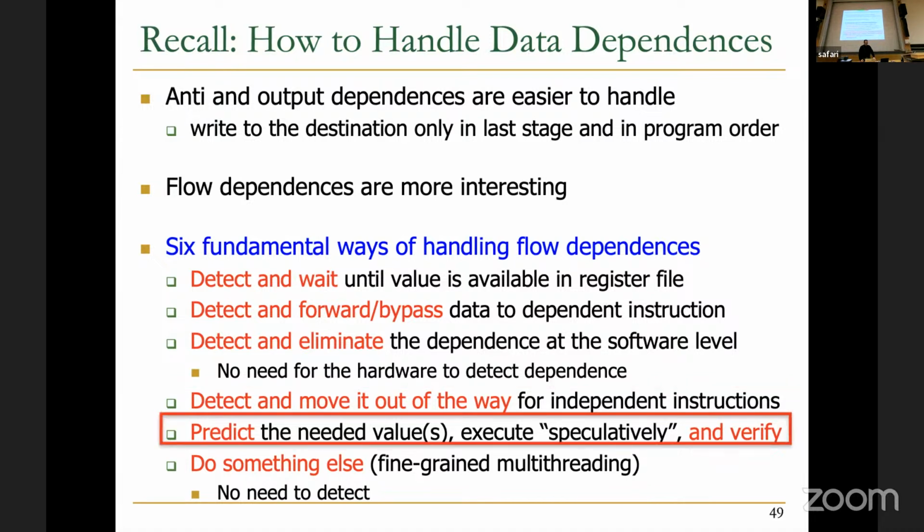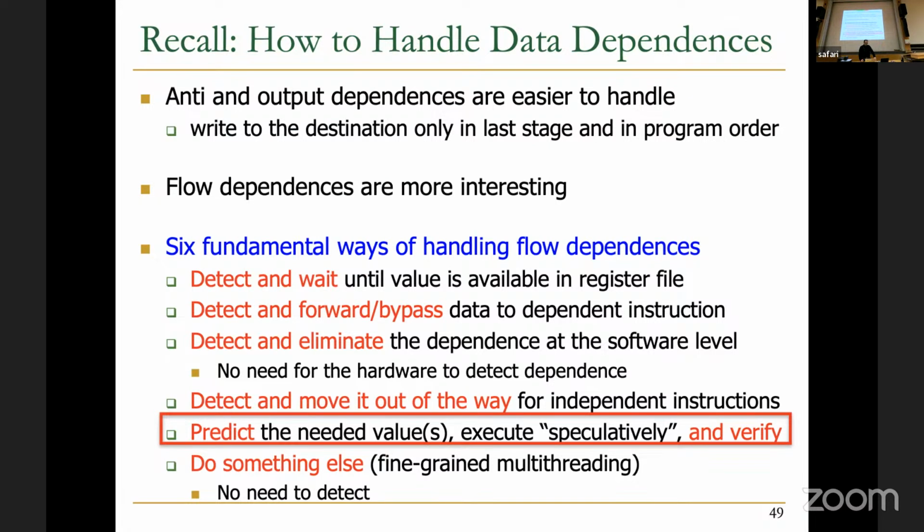Another way is to predict the needed value, which is value prediction. Whenever you are in a read after write situation, you can predict the value that you need and speculatively execute. But in the end, you need to verify. If you predicted the correct thing, then you should be happy. Otherwise, you need to flush whatever you already did. So this is also something we are not going to see.